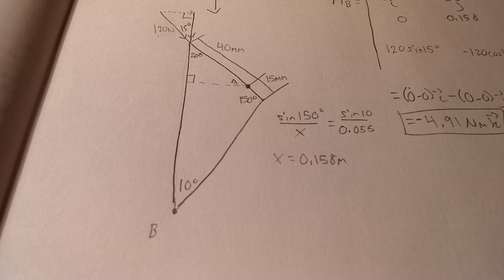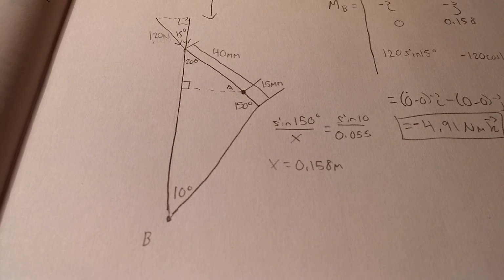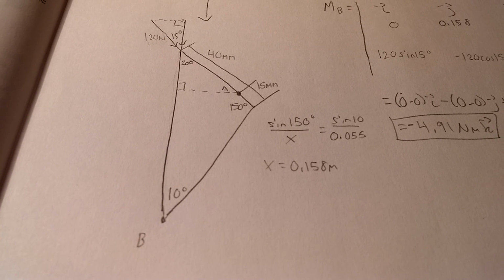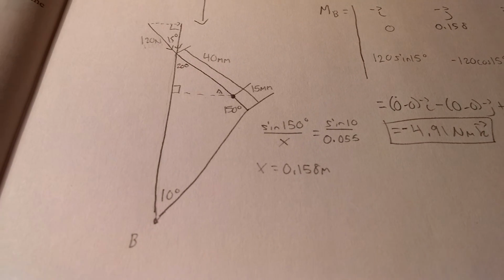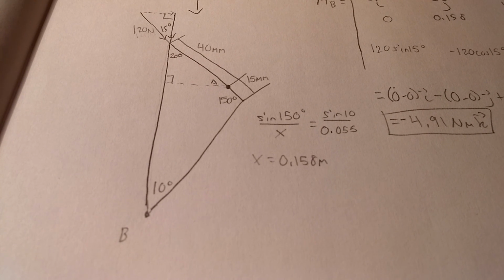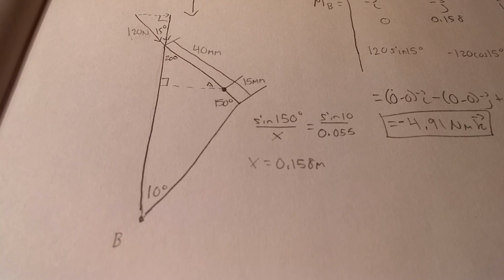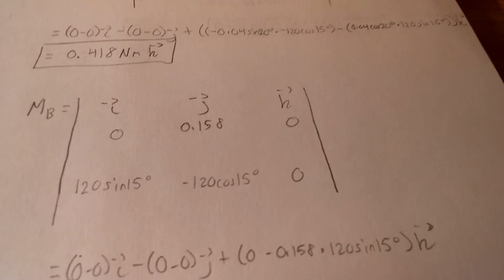As I know you can see, I used the sine rule, which simply states that the sine of alpha over side A is equal to sine of beta over side B, which is equal to sine of gamma over side C. So I used sine of 150 over our unknown side is equal to sine of 10 over 0.055 meters, and I got 0.158 meters for our j on our unknown side. Stick that there, and our force components are the same as in A. So we're going to do the same thing.